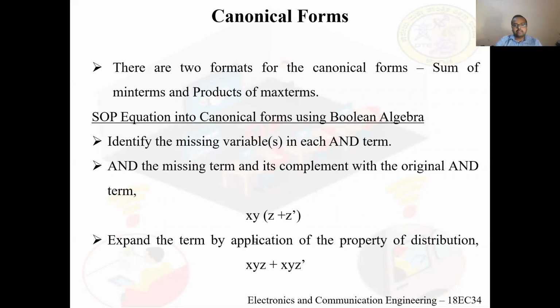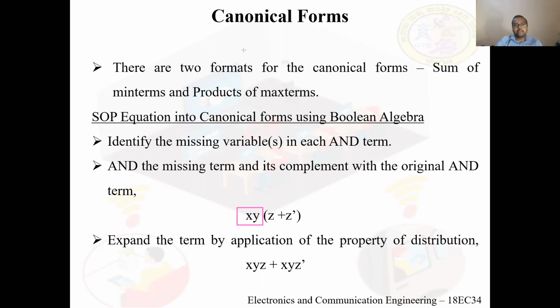Now we consider one product term, which is the product term we have here. As you can see, I'll consider this one, an AND term or a product term XY. Now to this one, first you need to identify which is the variable which is missing. Since there are three input variables X, Y, and Z, in this AND term, what is missing? It is Z which is missing. So now what you do, you AND the missing term and its complement with the original AND term. So what we have done here, we have ANDed with Z or Z bar.